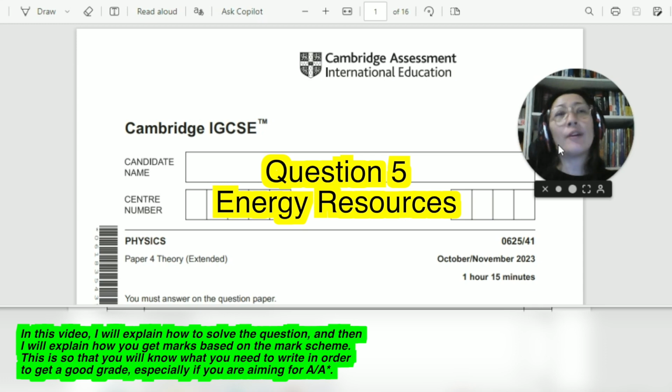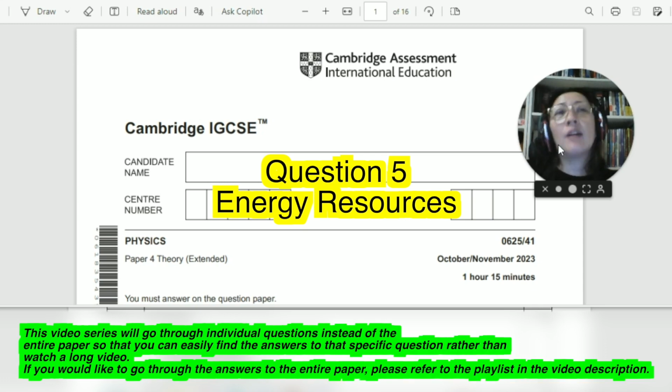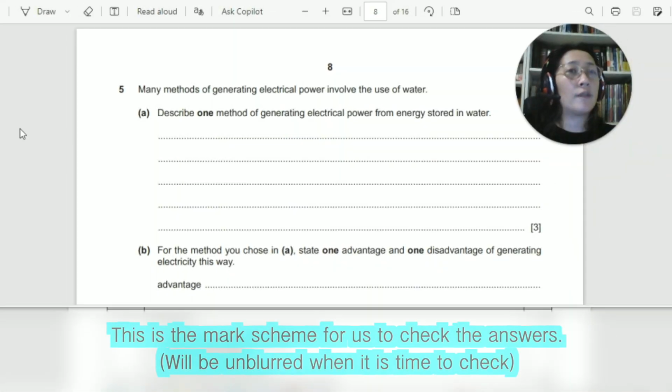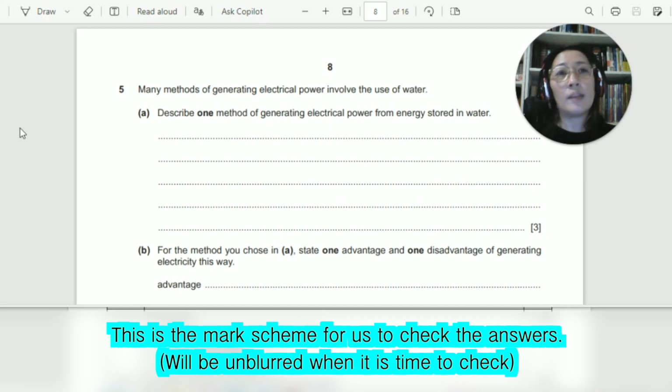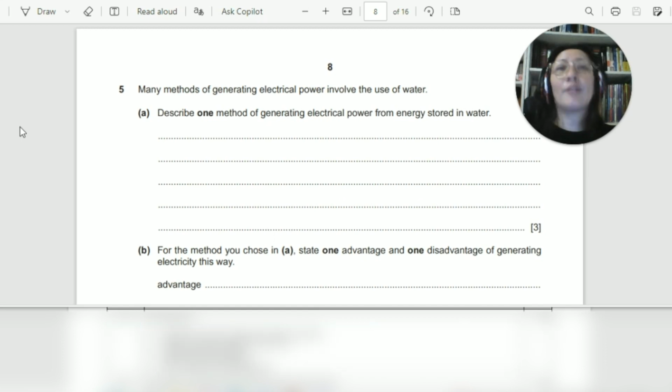In this video, we are going to go through question 5 of this question paper. Question 5 is from Unit 1, specifically from the topic of energy resources. Because for question 5, there's a lot of text required in its answer, we're going to do an immediate comparison against a mark scheme so that you know what you need to write in order to score the highest marks you can get within this question.